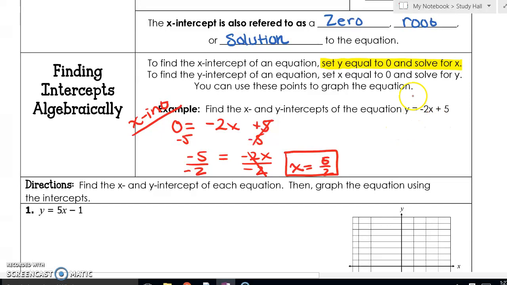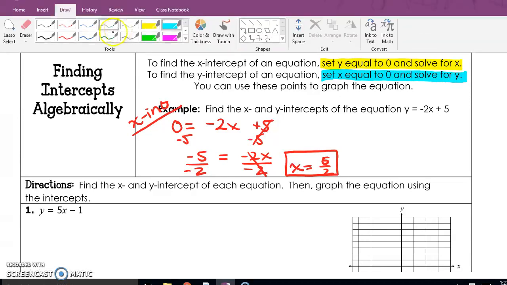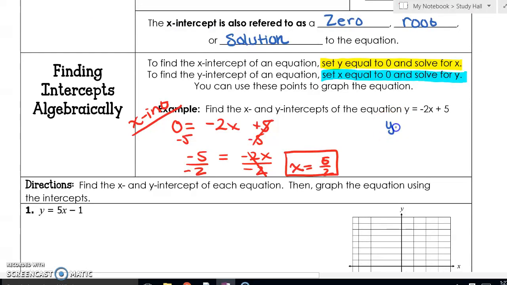Same thing to find the y-intercept, set the x equal to 0 and solve for y. So let's look like this, which happens to be a little bit easier because negative 2 times 0 cancels out, and we get y equals 5.